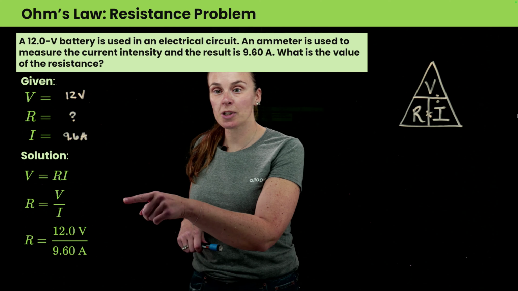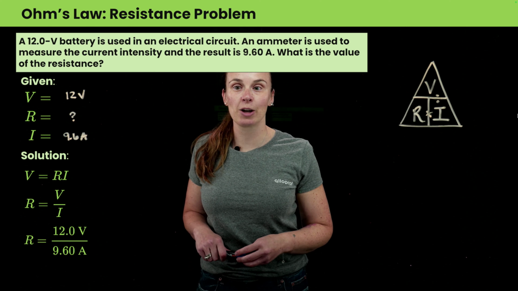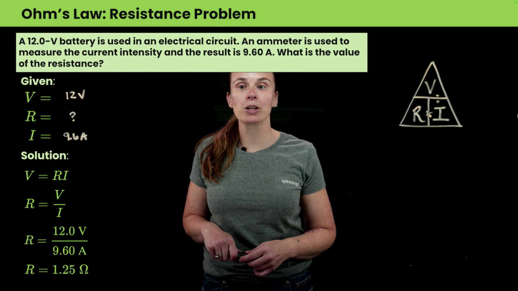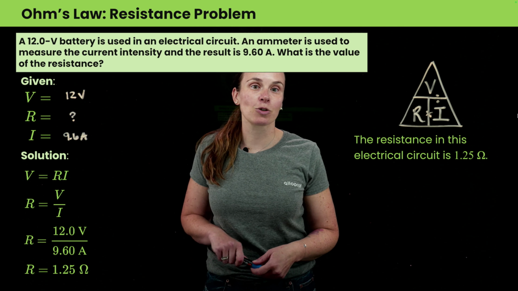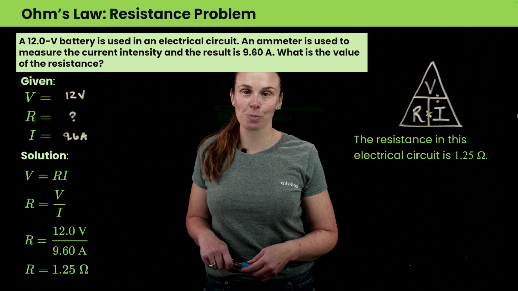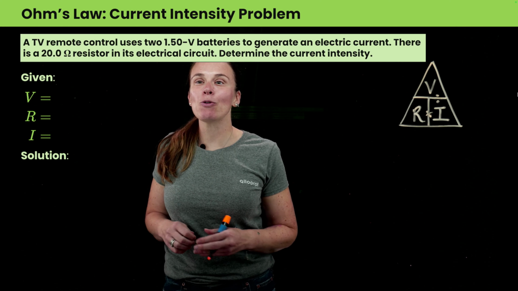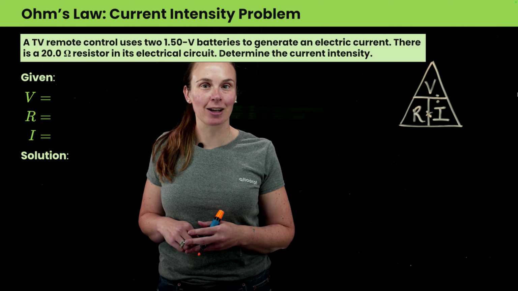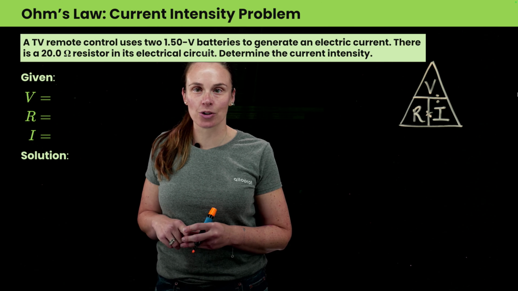If we substitute our values into our equation, we get 12 volts divided by 9.6 amperes, and we get an answer of 1.25 ohms. So the resistance in this electrical circuit is 1.25 ohms. Let's look at a second example. A TV remote control uses two 1.5-volt batteries to generate an electric current. There is a 20 ohm resistor in its electrical circuit.